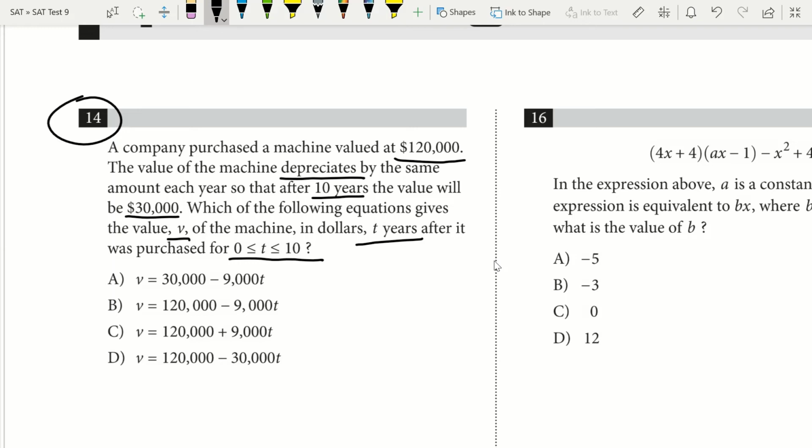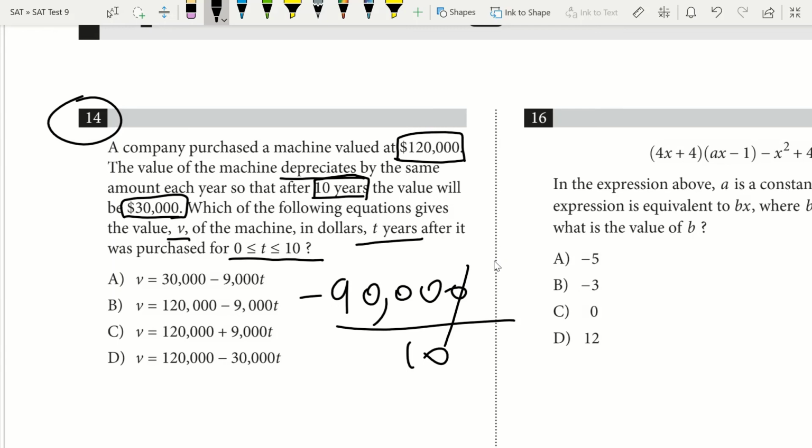All right, so we know that t is going to be the number of years. We know that we depreciate by $90,000, since 120,000 minus our 30,000 gives us 90,000 over 10 years. So we go down by $90,000 over 10 years. Okay, so we go ahead and get rid of those zeros. We see that we go down by $9,000 a year. Thus, we can get rid of C, we can get rid of D. Next thing we look at is our starting value. Our starting value at t equals 0 is going to be $120,000. Our answer there is going to be B.